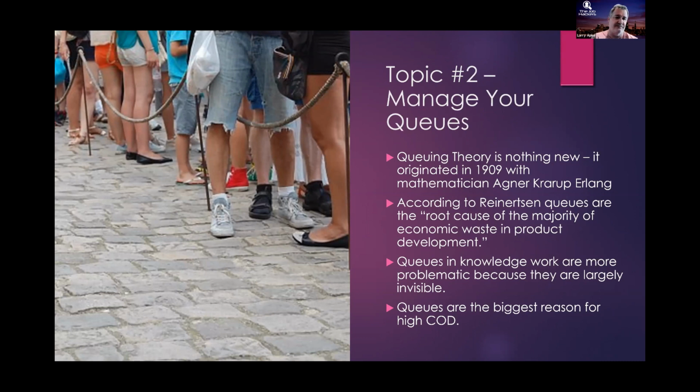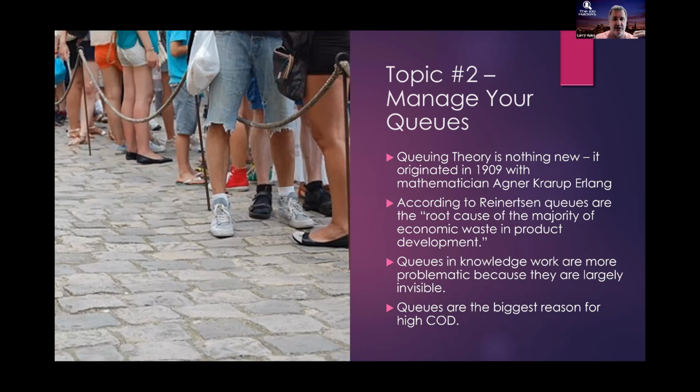According to Reinertsen, and I believe what he has to say, queues are the root cause of the majority of economic waste in product development. Basically, we don't understand queues, we don't take advantage of queuing, we don't do weighted shortest job first, etc. Queues and knowledge work, which is what product development generally is, it's ideas.